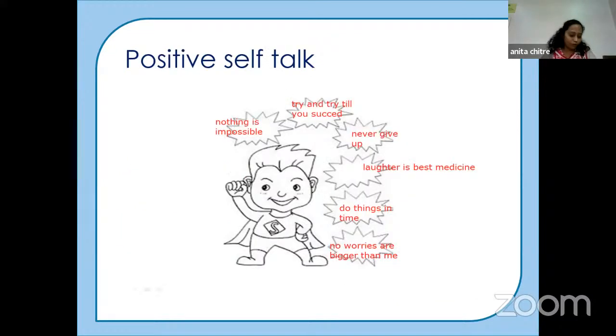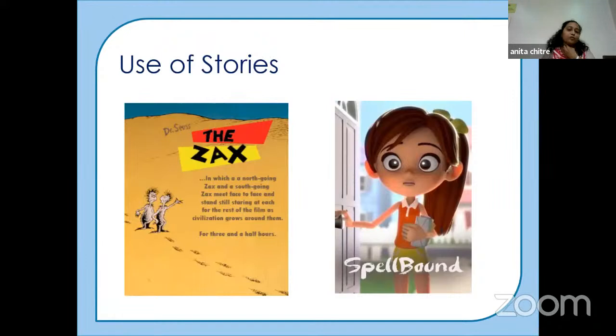So these are some of the positive self-talk. Nothing is impossible, try, succeed, never give up, laughter is the best medicine. This is what the children have written. So sometimes we have to make use of stories. There are some very good Disney stories available online. There are therapeutic stories available that are quite evidence-based. So you can use those stories to help the child understand how he would act differently, how he would problem solve, and what he is doing.